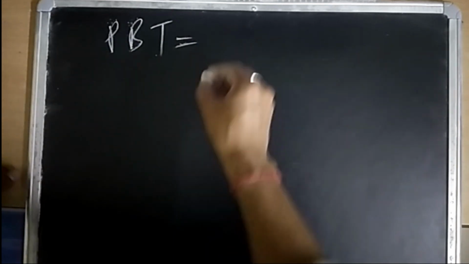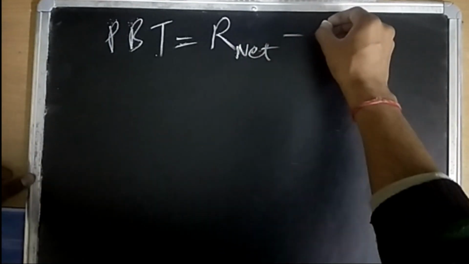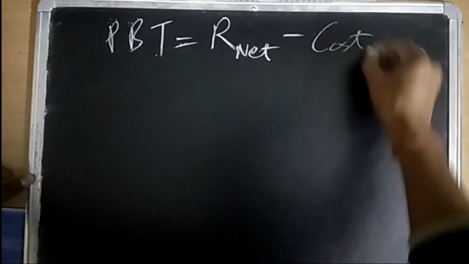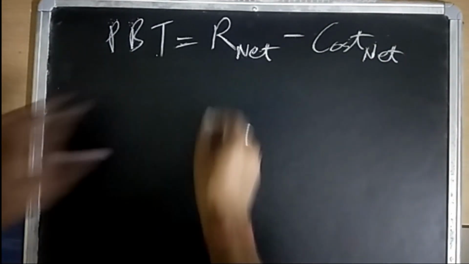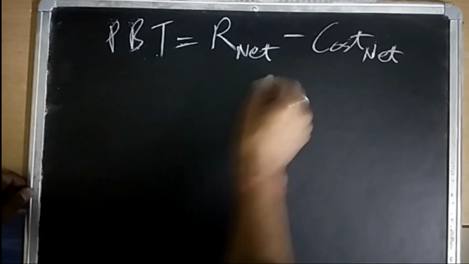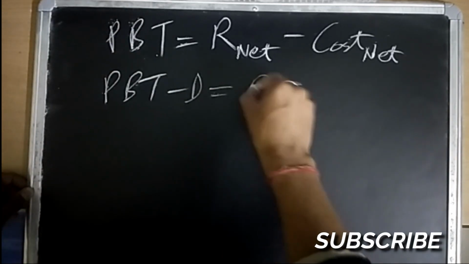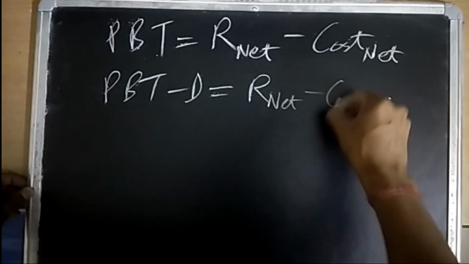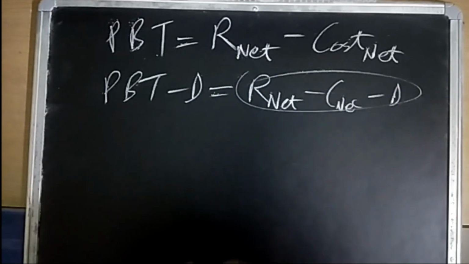So first is the PBT, profit before tax. This is nothing but the net revenue minus the net cost, like total income minus total cost, that is profit before tax. Now if we want to add tax, for that we first do PBT minus depreciation. So R net minus C net minus depreciation, and we calculate tax on this amount.